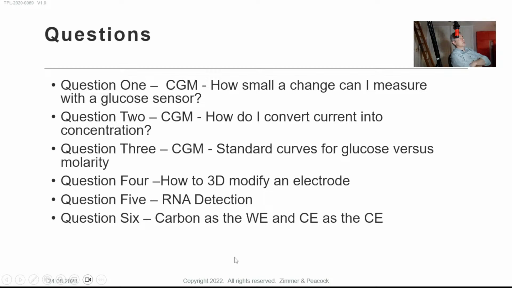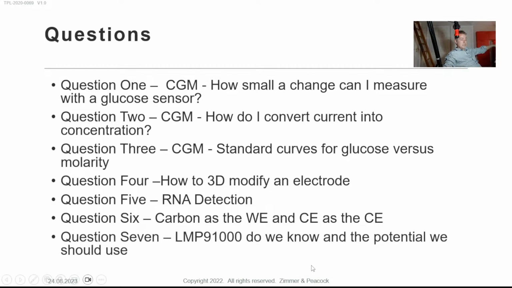Don't just change the counter electrode to carbon. We chose silver chloride for really strong reasons. And yes, at ZP, we've definitely heard of an LMP 91000. It's a fine potentiostat. It's not one that we use or recommend. I have given you some links to show you some old material that may help you. But the voltage you need is 650 millivolts.